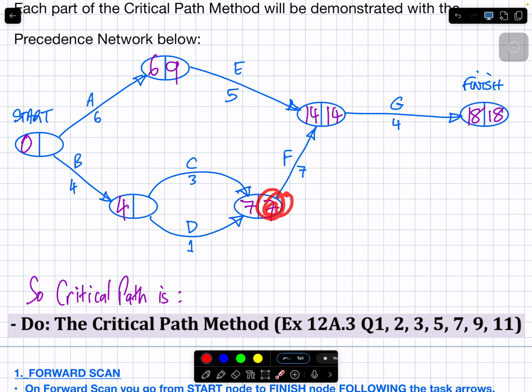7 is here. I've got multiple ways to get to this. 7 take 1 is going to be 6. 7 take 3 is going to be 4. We write the smallest in the node, but the other option, which was 6, we write it above the task that was associated with that.